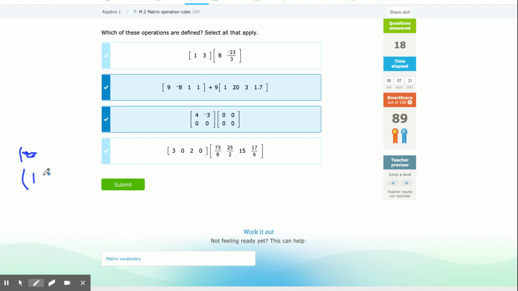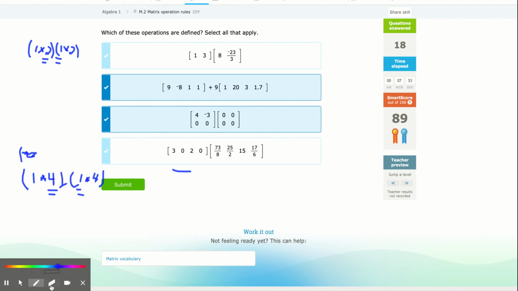1 row by 4 columns is that first matrix. The second matrix is 1 row by 4 columns. And again, the number of columns does not match the number of rows. You cannot multiply that, just like this one up here. Again, 1 row, 2 columns, multiplied by 1 row, 2 columns. We cannot do that because the number of columns in the first one does not match the number of rows in the second one.